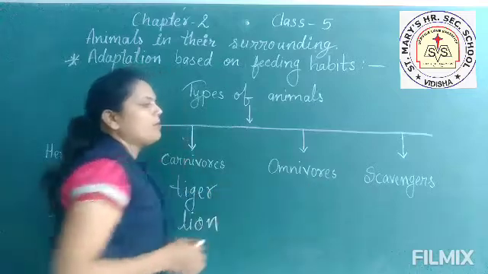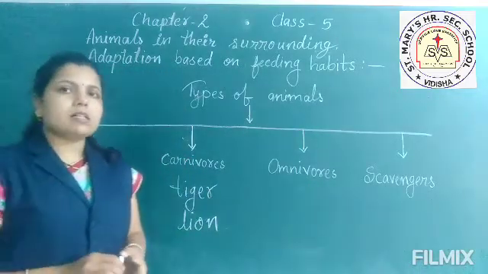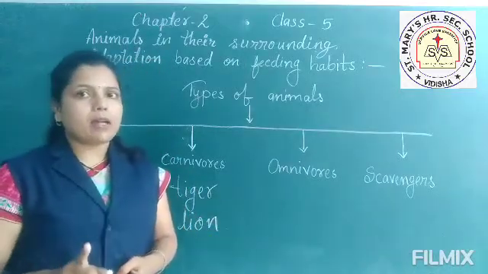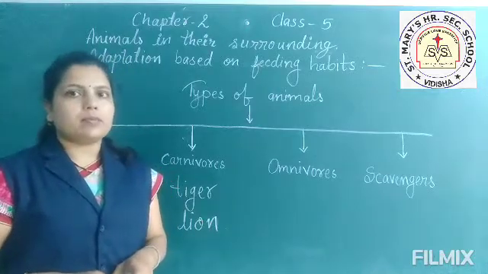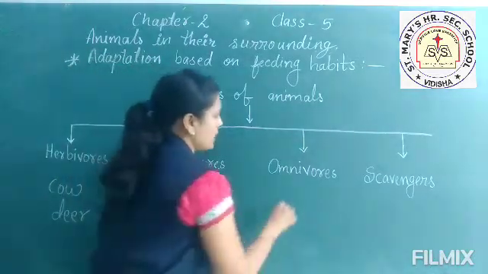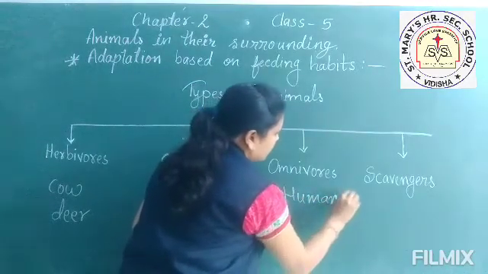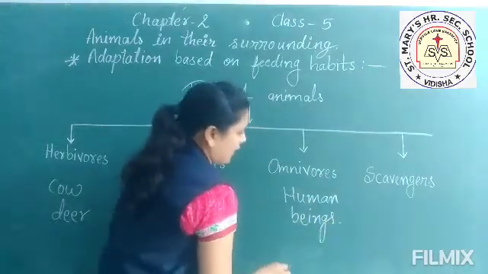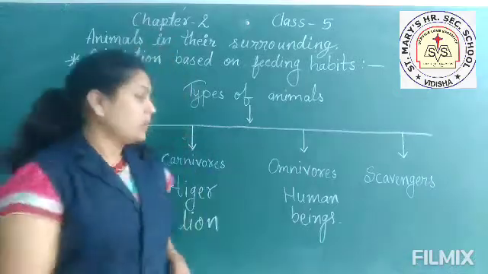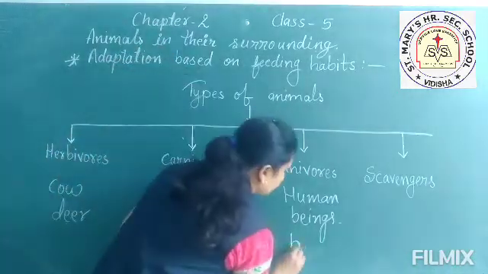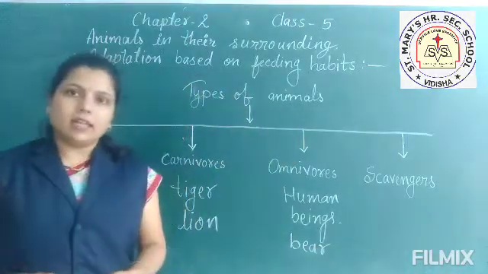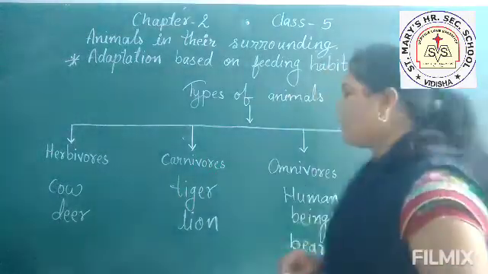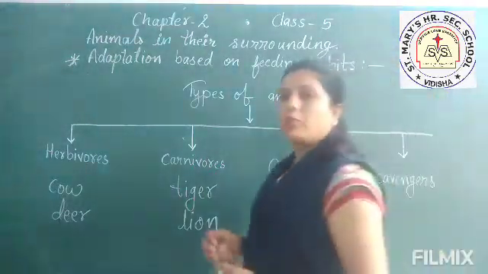Next one is omnivores. Omnivores are the animals who can eat both herbs, means plants, and flesh of animals. The examples are human beings and bear. They can eat both plants and flesh of other animals. They also have sharp teeth and broad molars.